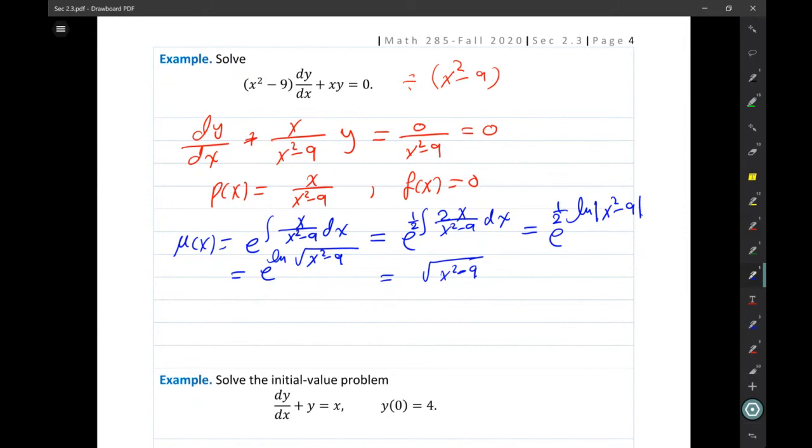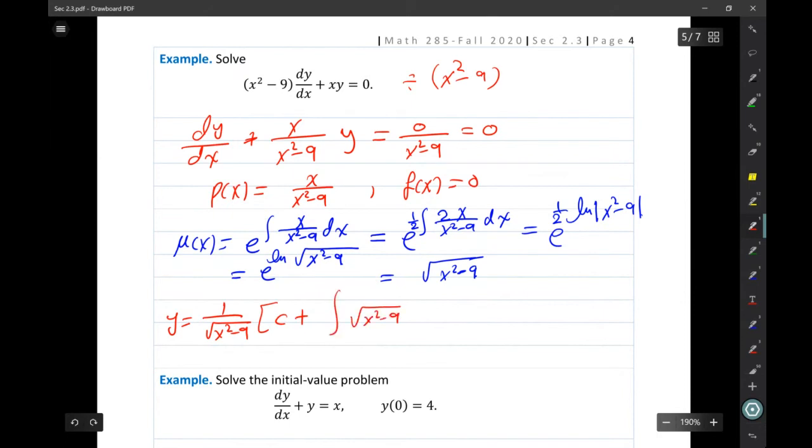Now the solution: y is equal to 1 over mu, which is the square root of x square minus 9 times c plus integral of the square root of x square minus 9 times 0 dx. Now 0 times the square root is 0. The integral of zero is a constant c. With another constant c, it is still a constant c. So that becomes c divided by the square root of x square minus 9.